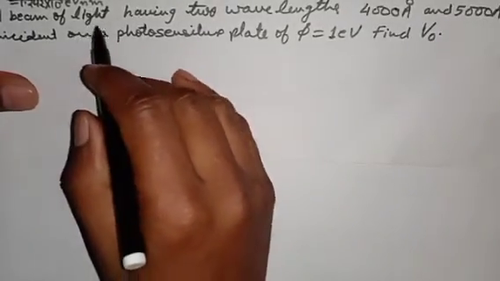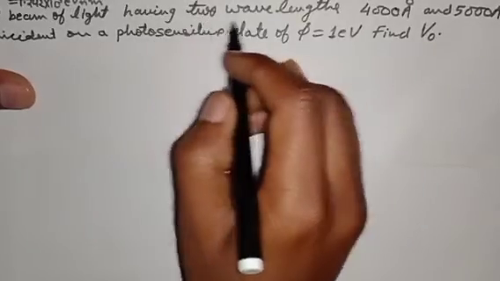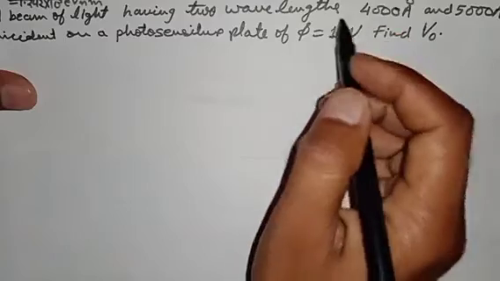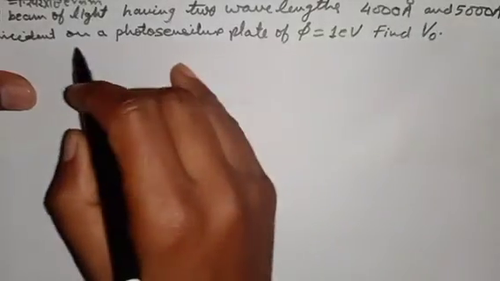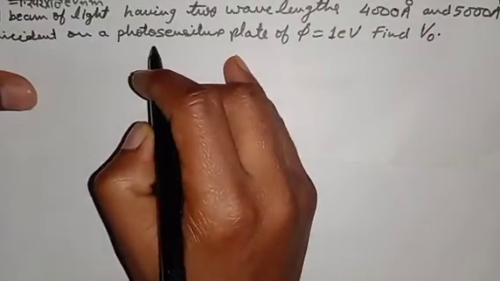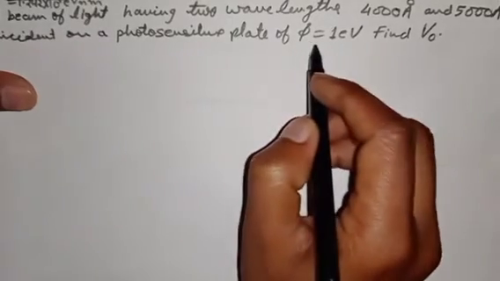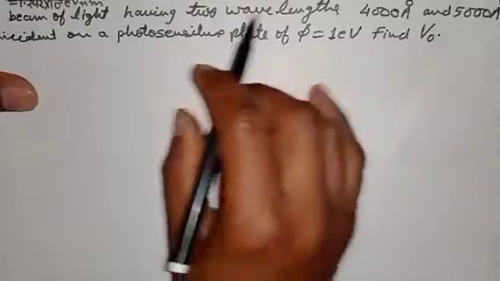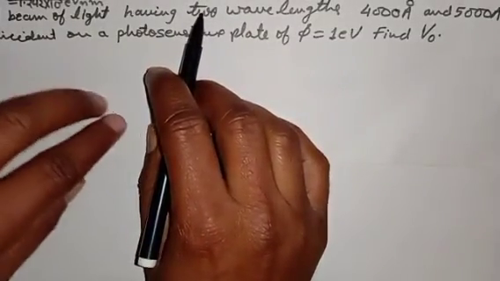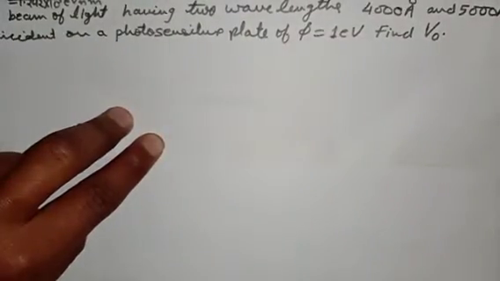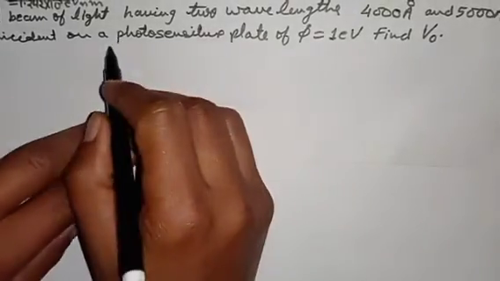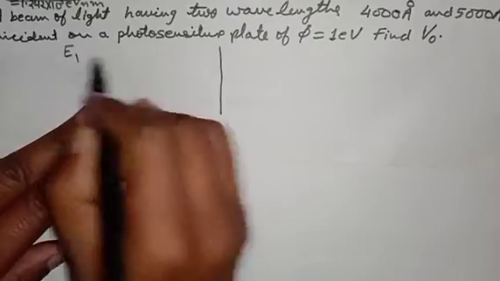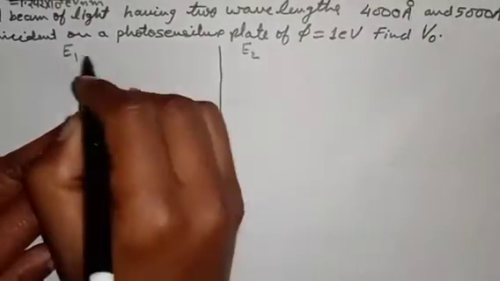Now, a beam of light having two wavelengths, 4000 and 5000 angstrom, is incident on a photosensitive plate with phi 1 electron volt. Find V naught. What we will do is find the energy associated with both, E1 and E2.